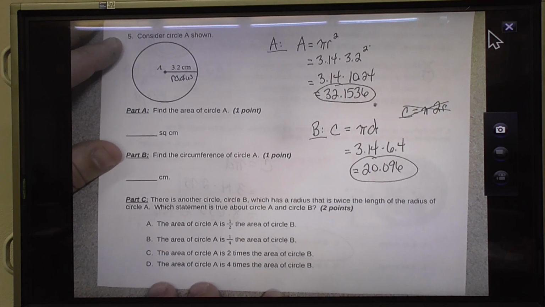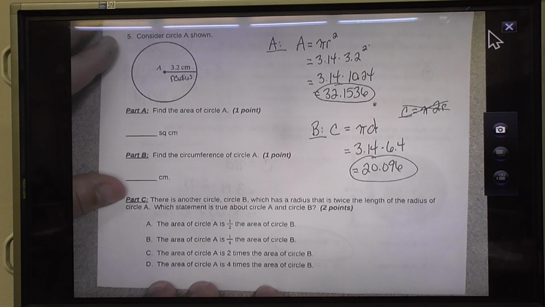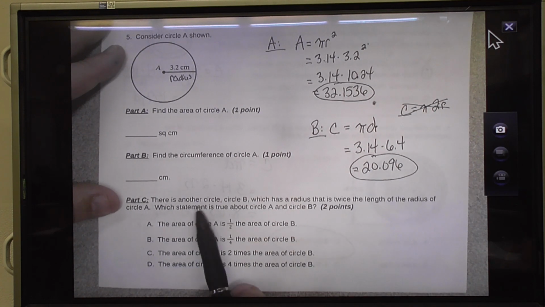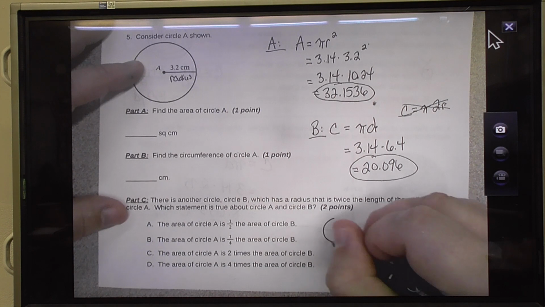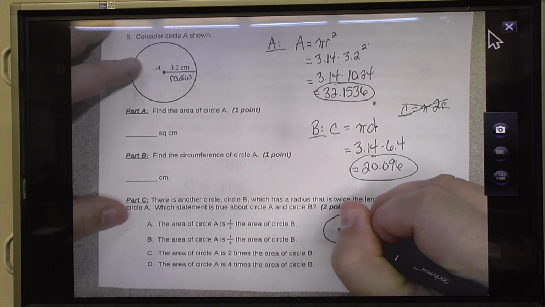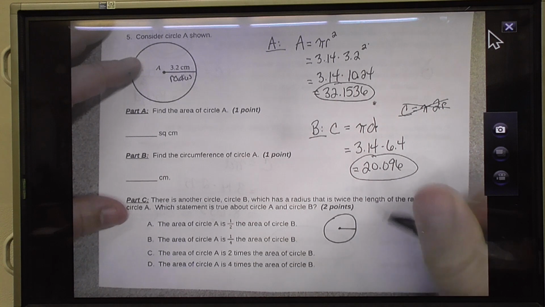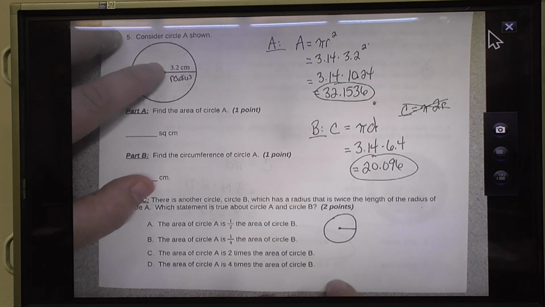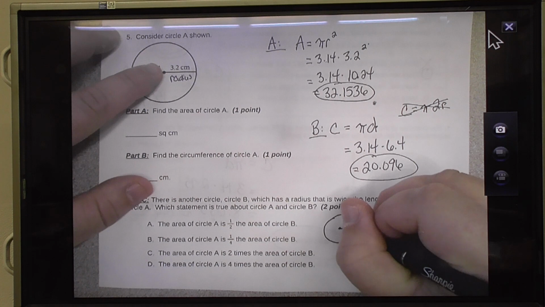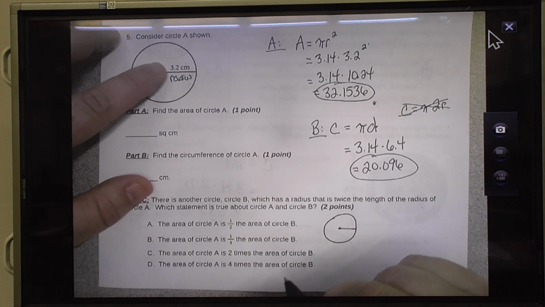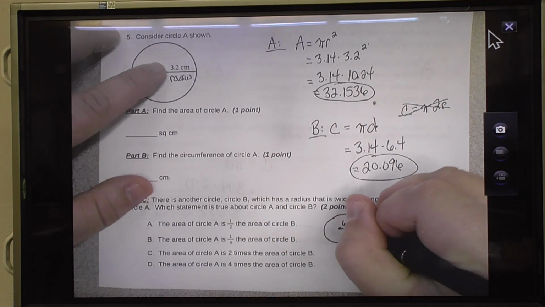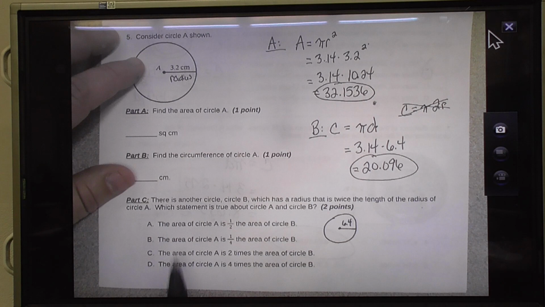And then the last part of this problem, which not many people got right, maybe 2 or 3. There is another circle, circle B, which has a radius that is twice the length of the radius of circle A. Alright, so if I've got a whole nother circle here, and they say that my radius, which is this line right here, is 2 times bigger than this one right here, it's twice that. That means that this radius is now how long? Double. Yeah, what's double 3.2? 6.4. So that's my new radius.